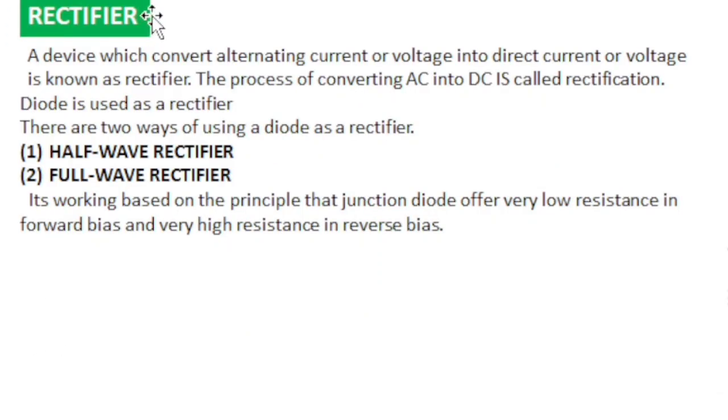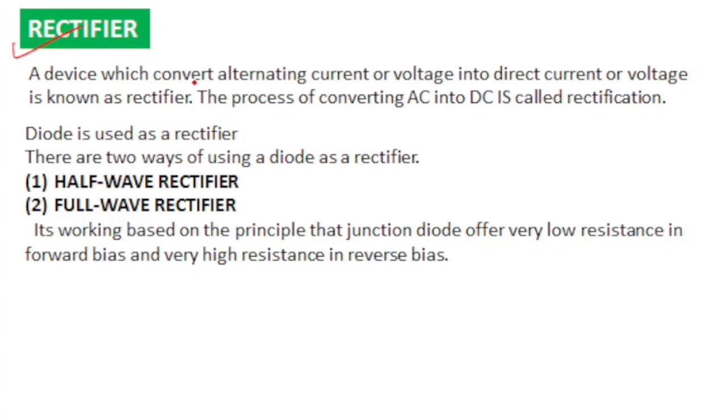What is this rectifier? Rectifier is a device which converts alternating current or voltage into direct current or voltage. The process of converting this alternating current into direct current is called rectification. So rectifier is used to convert AC into DC, and for this purpose a junction diode is used. So diode is used as a rectifier. There are two ways of using a diode as a rectifier. One is half wave rectifier, another one is full wave rectifier.